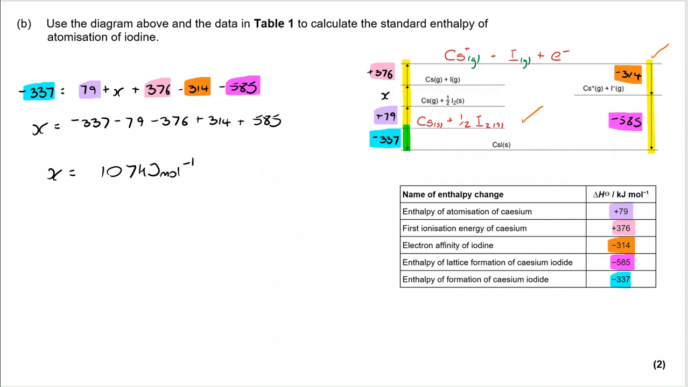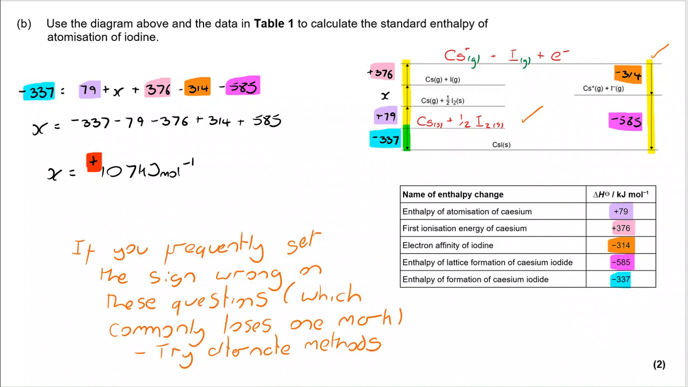X is 107. Now it comes out as positive 107, and you don't have to put that sign in, but I always would, because it's making you think about the energetics, about whether things are exo or endothermic. Do bear in mind that if you get the sign wrong and you've done that calculation and it comes out as minus, you get one of the 2 marks. And it's the most common way of losing marks on a question like this, getting the sign wrong. If you find that's something that happens to you a lot, I really do recommend that you try alternative techniques and see if they can get you more consistently to the right answer.